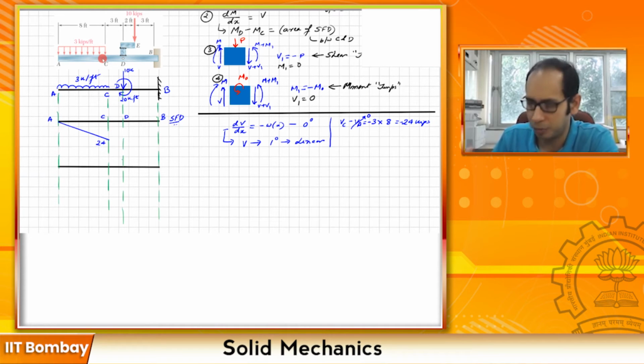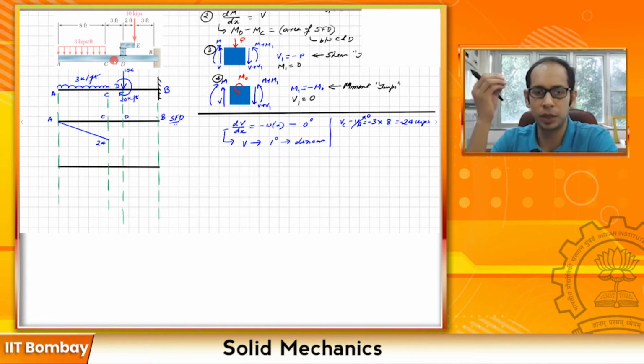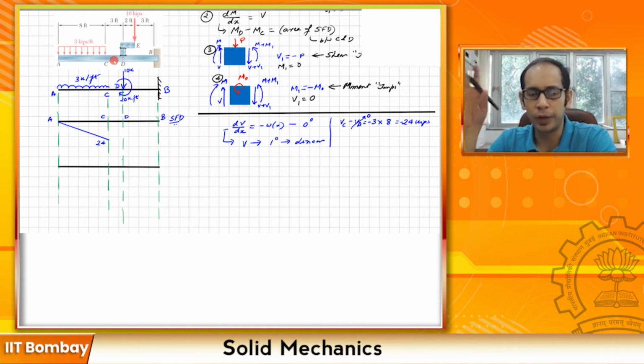I'm writing in the bottom half plane, so I'm not marking the negative sign. Now from C to D, there is no load. No load means there is no distributed load, no point load, completely non-existent. So the shear force is going to be constant, because there is no distributed load or a point load to cause a jump. So you have a 0 load, so that means your V must be a constant.